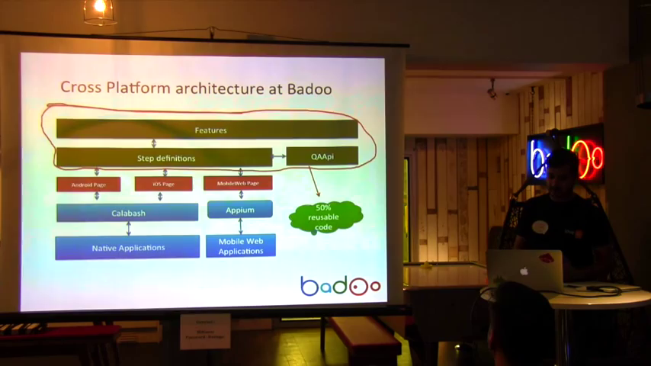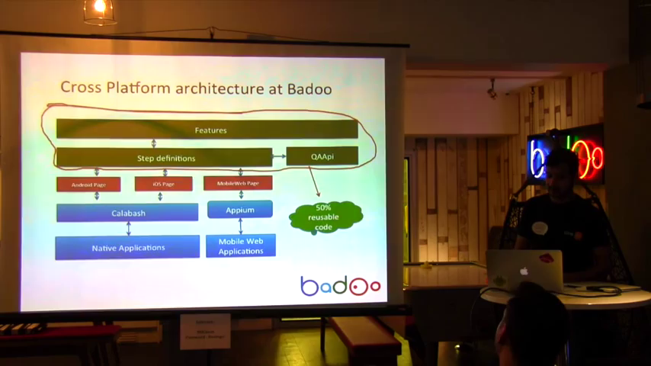Actually, from the beginning, we kept both the Android and iOS pages very lightweight. Most of the business logic, we keep in the step definitions. So when we started integrating the mobile web with Appium, we found it a very easy way of doing it. We are just writing the interaction with the browser and the mobile web page, and making sure that the features and step definitions are working.